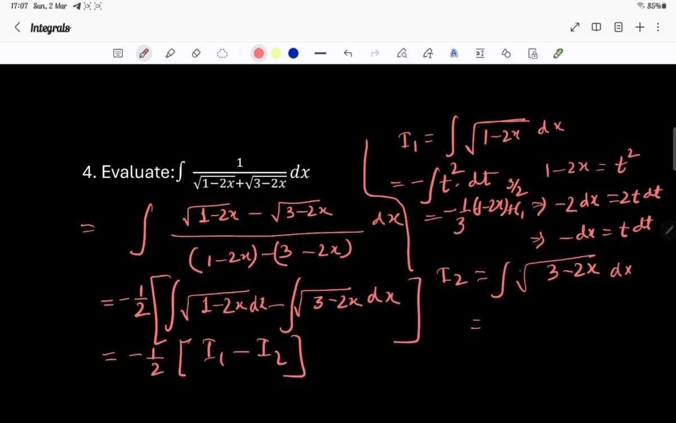সিমিলারলি I2 যদি ইন্টিগ্রেশন করিস, ইন্টিগ্রেশন রুট ওভার 3 - 2x কী হয়ে যাবে বলতো, দেখ এখানে অবভিয়াসলি মাইনাস ছিল, তাহলে এখানে কী হয়ে যাবে 2/3, দেখ এখানে যদি 3 - 2xকে যদি আমরা t স্কোয়ার ধরি অ্যাগেন বা z স্কোয়ার ধরি, তাহলে কী হয়ে যাবে -2 dx = 2z dz। ক্লিয়ার?